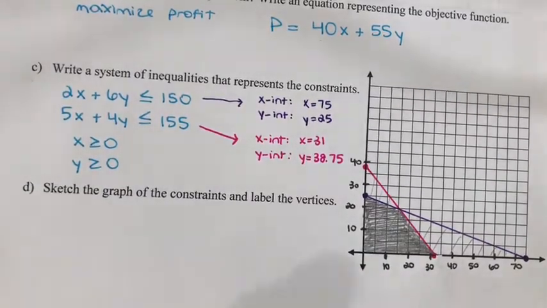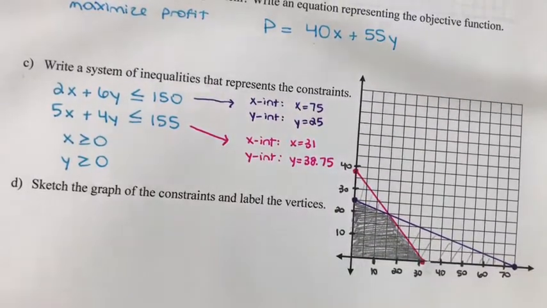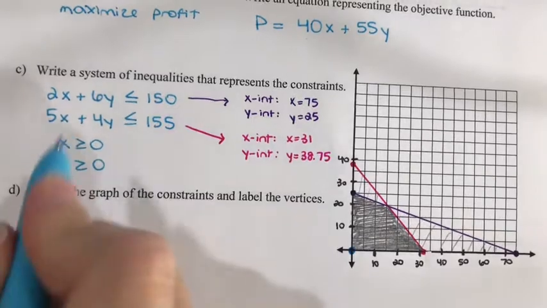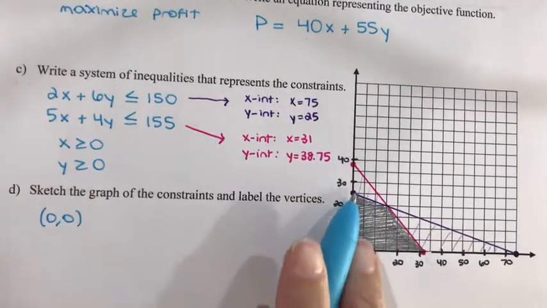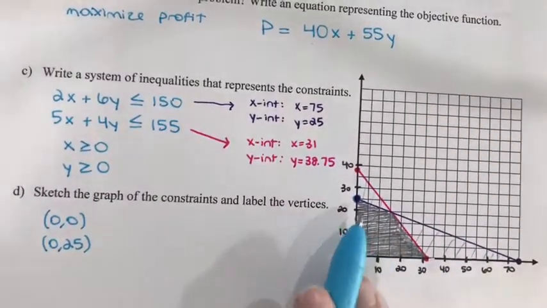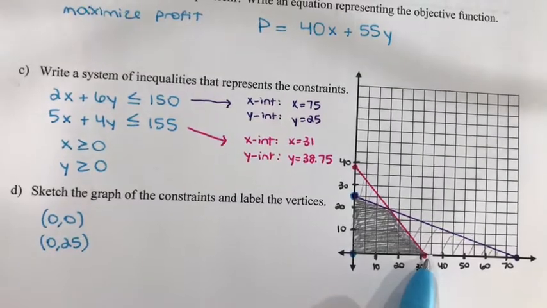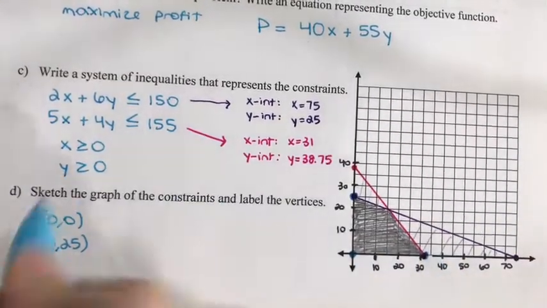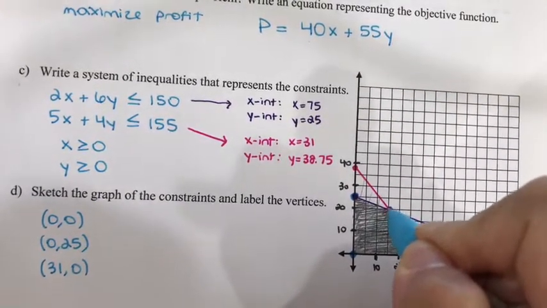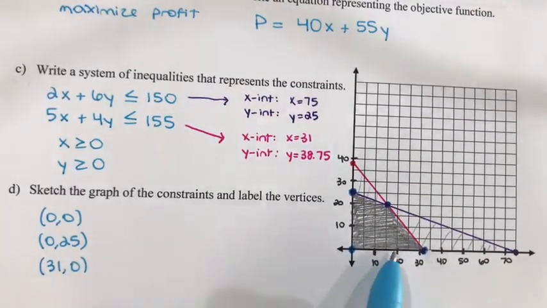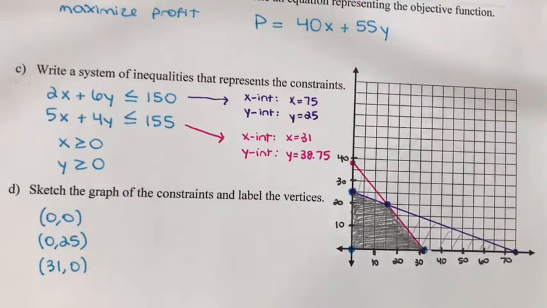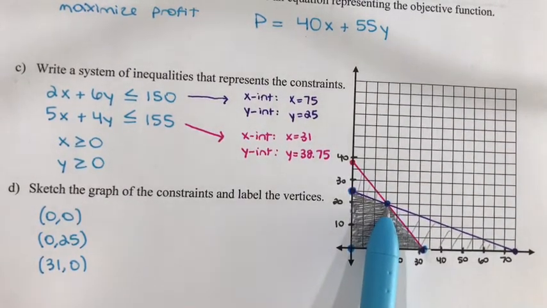Now you might notice that we've got a few intersection points for this feasible region. I've got 0, 0. So there's my first one. I've got 0, 25 right here. I've got 31, comma 0 right over here. And I have this last one. Now I can probably guess the coordinate. My graph is pretty accurate, so it looks like it's at 15, comma 20, but I want to show you guys how to find the actual intersection point.